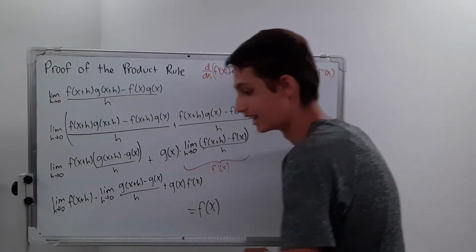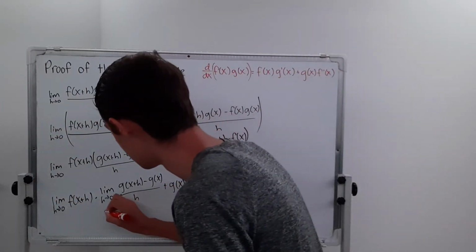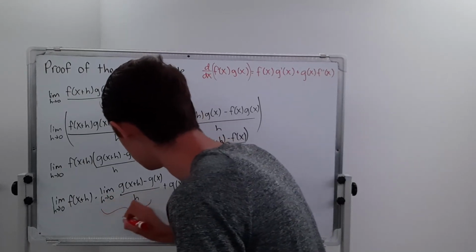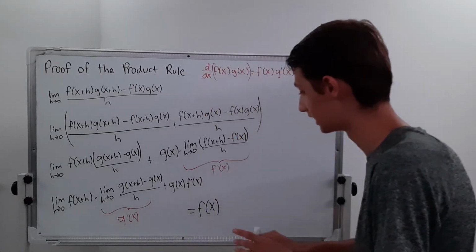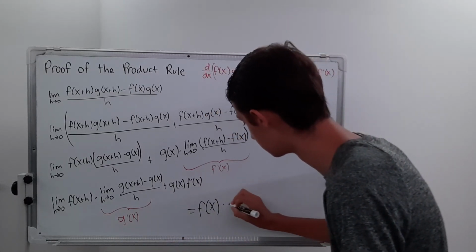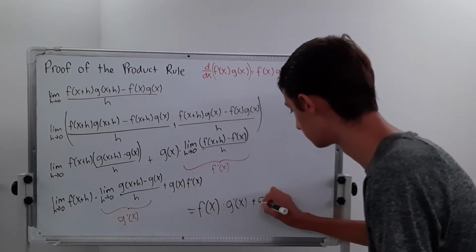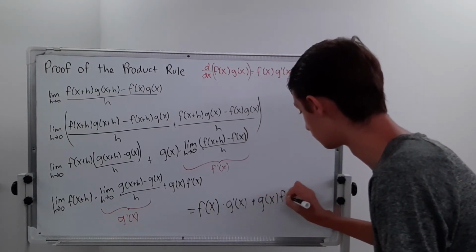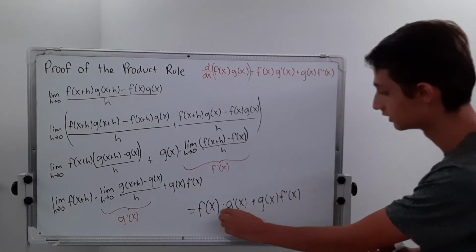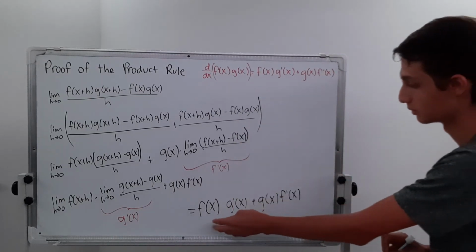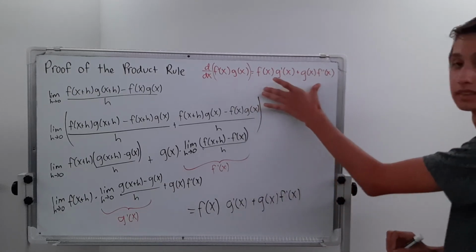This limit, again, is just g prime of x. G of x plus h minus g of x over h, this whole thing here is g prime of x. So we can just substitute that in here. So times our g prime of x, and then we can just add it to what we found earlier, g of x times f prime of x. Here we can literally see this is just that.